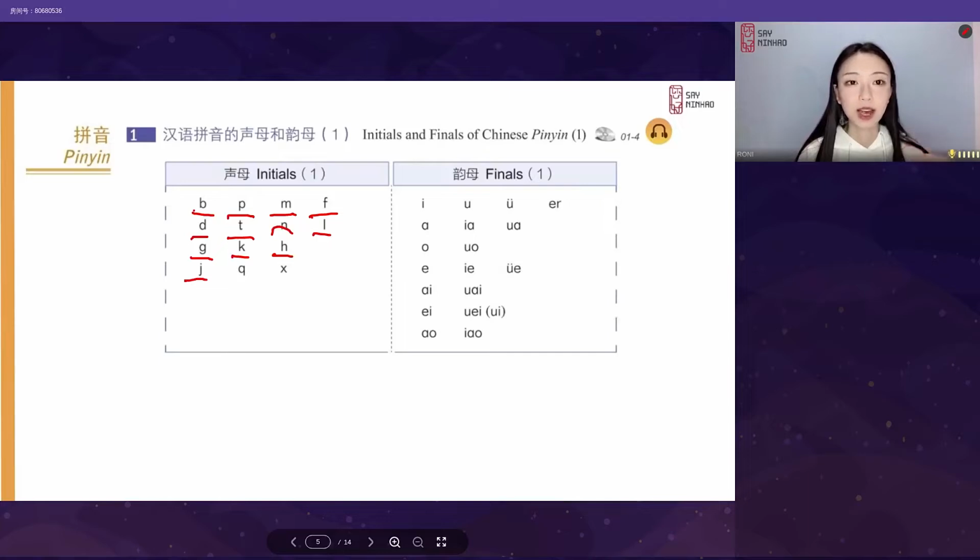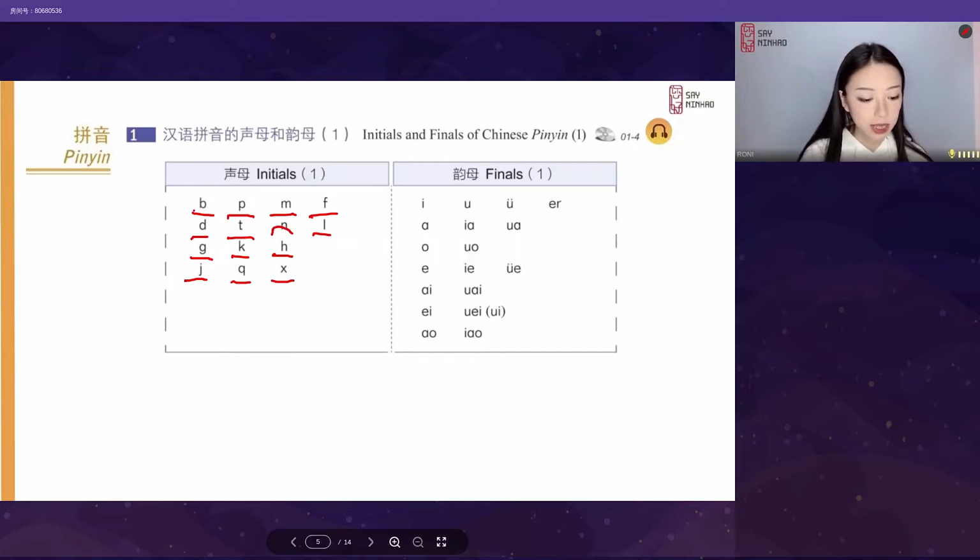Try to make your tongue touch your upper gum. Okay, 鸡. Next is 七. Touch your upper gum again. Next one, 西. For xi, don't make your tongue touch your upper gum. Make it be close to your upper gum, okay? Xi. So these are the 14 basic initials of Chinese pinyin.